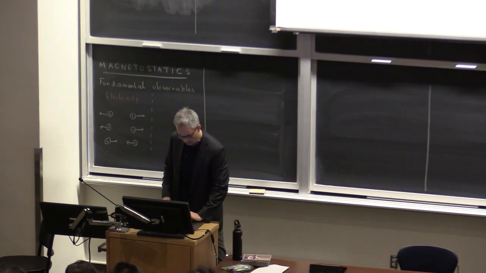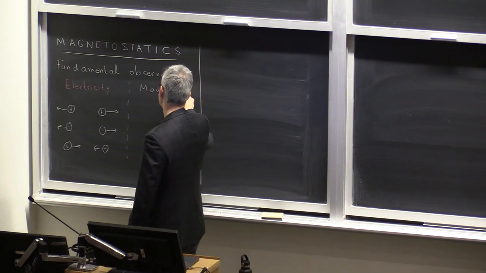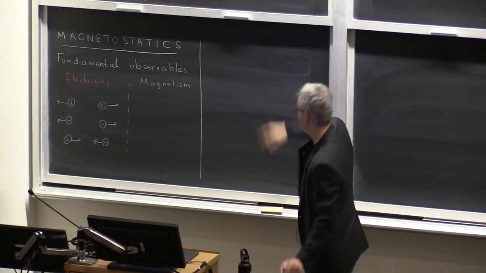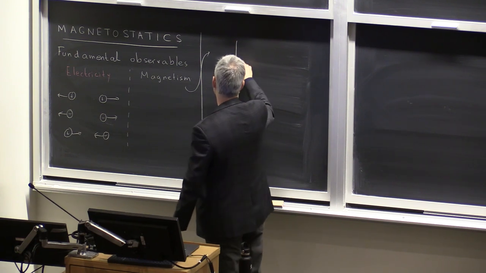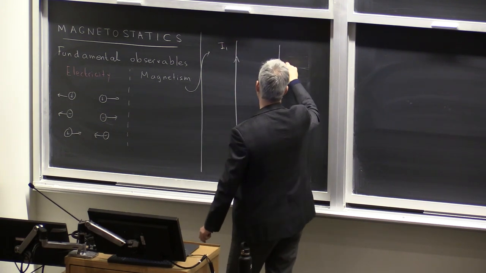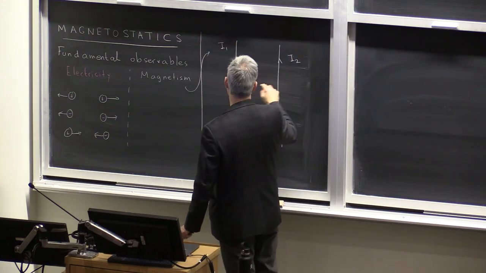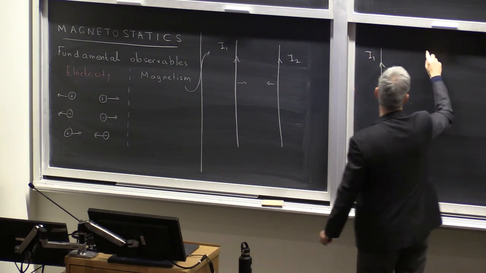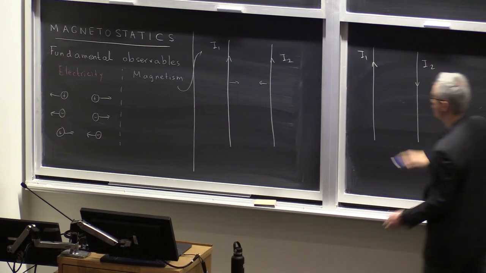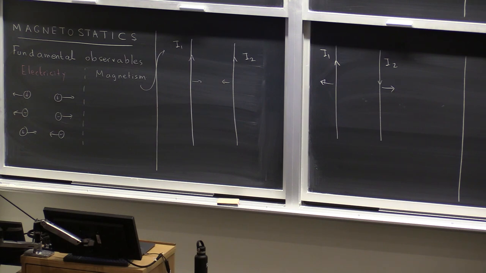So here, the observable that we will try to build upon is actually this one. If I have two wires, I1 and I2, and the currents are co-directional, then those wires will attract. And on the other hand, if those two currents are contradirectional, those two wires will repel.